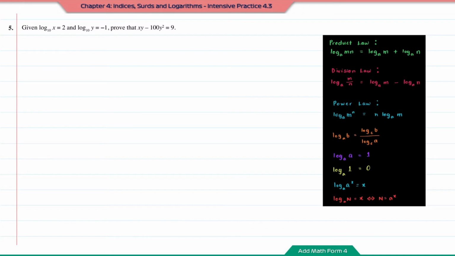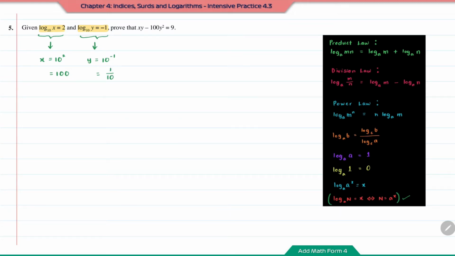Question number 5. Given log base 10 of x is equal to 2 and log base 10 of y is equal to negative 1. Prove that xy minus 100y squared is equal to 9. So first, this log base 10 of x equal to 2. Now, using the law here, we can find the value of x. So we're going to convert this log form into index form. Therefore, this will be x equal to 10 squared, which is going to give you the answer of 100. And for log base 10 of y equal to negative 1, again, we're going to change this log form to the index form. Therefore, y is equal to 10 to the power of negative 1, which is equal to 1 over 10.